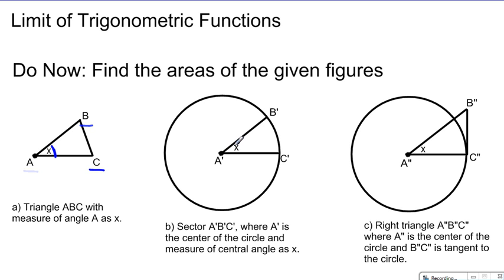Second one is a sector, so we're looking at this area. Same condition, A prime, B prime, C prime, where x is the measure of the central angle here. Third one is in fact a right triangle, because B double prime, C double prime becomes a tangent to the circle A double prime at C double prime. I'm looking for the area that extends all the way to this point. That's the area that I'm looking for. I'm going to give you a couple of minutes to think about it, and let's try to work on this one together.